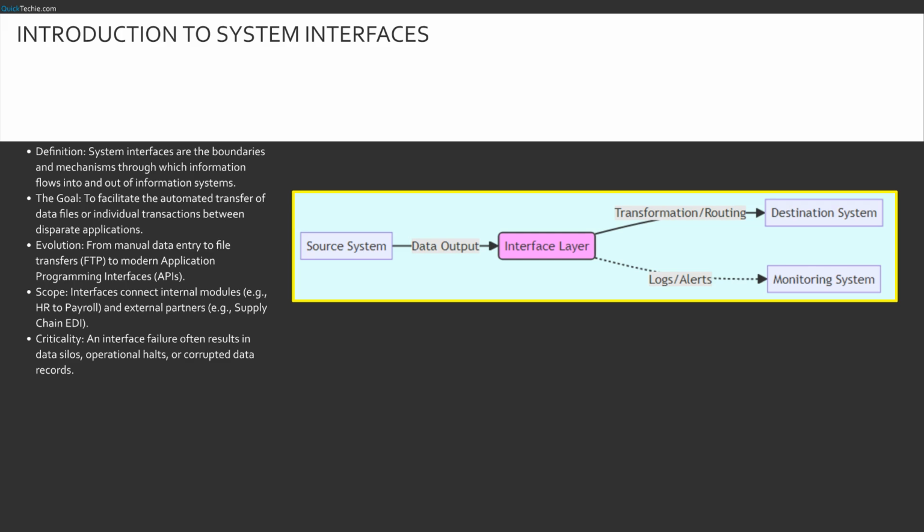This diagram illustrates the fundamental concept. Data flows from the source system into the interface layer. This is where the magic and the risk happens. The interface might transform the data format or route it. Finally, it lands in the destination system. Crucially, notice the dotted line to the monitoring system. Without monitoring the interface layer, you are flying blind.